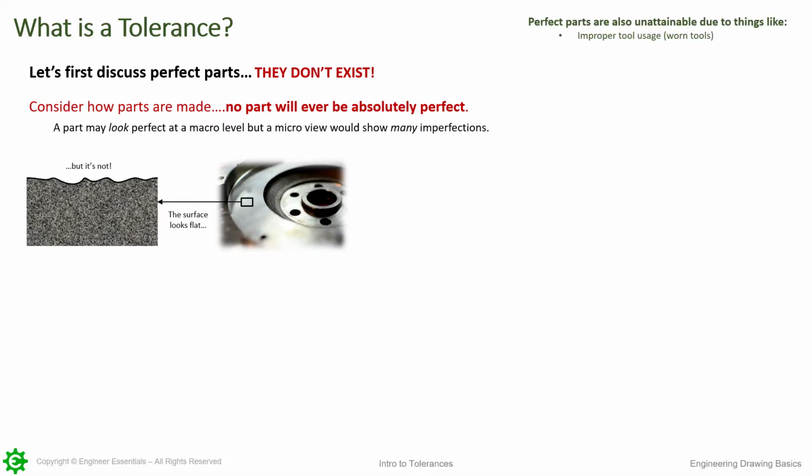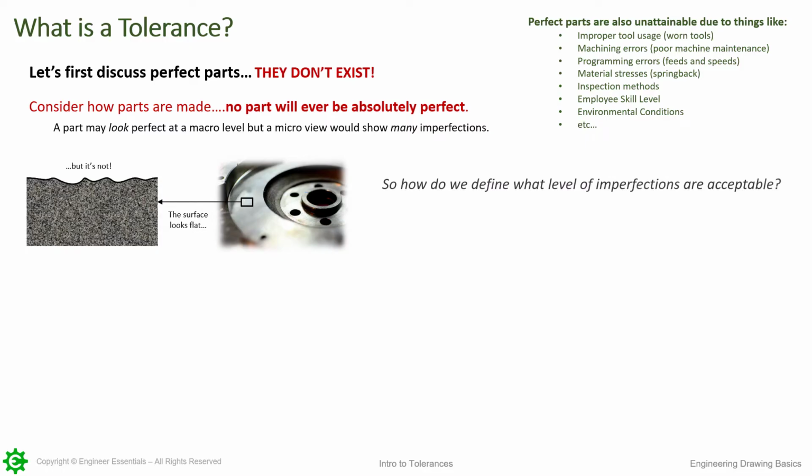Perfect parts are also unattainable due to things like improper tool usage, or worn tools, machining errors, programming errors, material stresses, inspection methods, employee skill levels, environmental conditions, or many other things, including just sometimes bad luck. So how do we define what level of imperfections are acceptable?